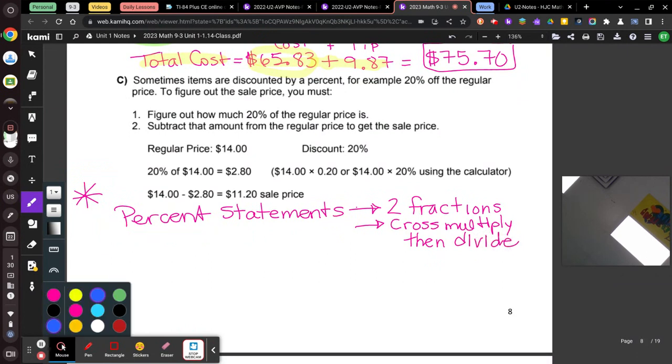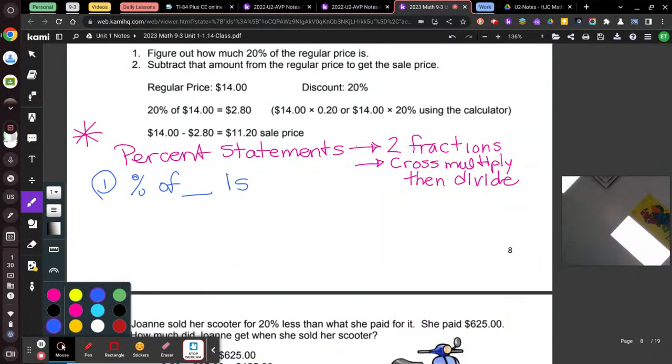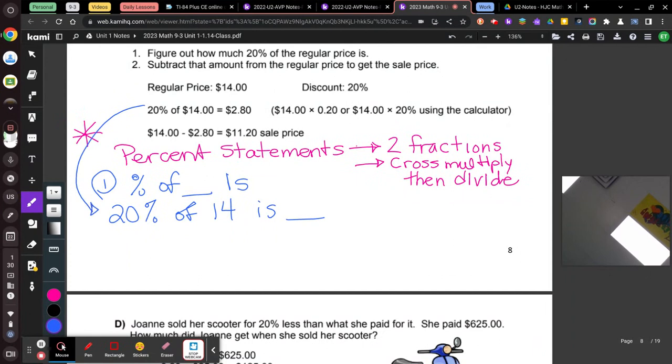Okay, here is the first type. The first type is the kind they're talking about in this question. So this question says you want to find out 20% of a number. So finding a percent of a number, in our example, 20% of 14 is blank. So this is this example right here. We need to set it up as two fractions and then we cross multiply and divide.